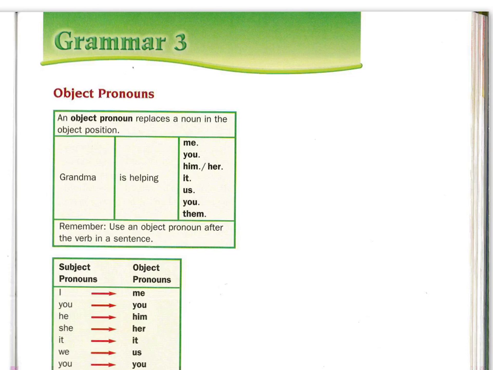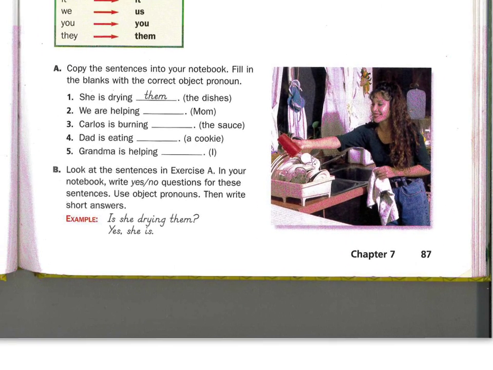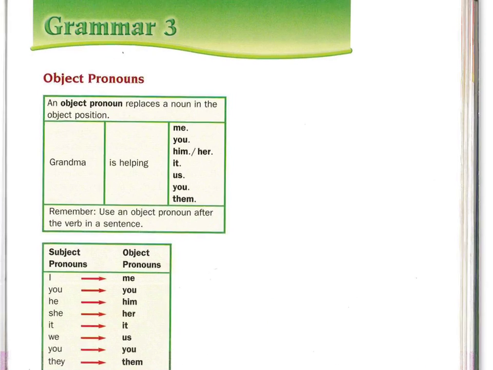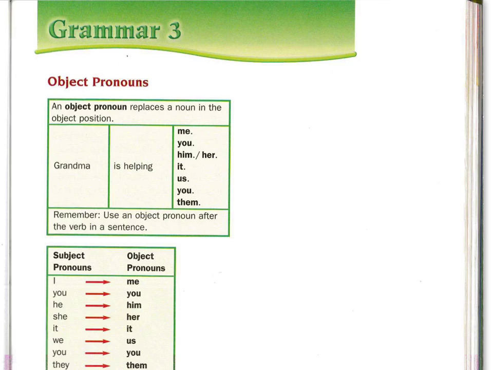We're looking at Grammar 3 in Chapter 7, page 87. In your notebooks, object pronouns. Make sure you're writing this down in your notebook. An object pronoun replaces a noun in the object position. Again, an object pronoun replaces a noun in the object position.